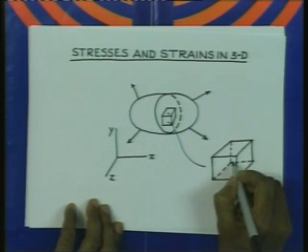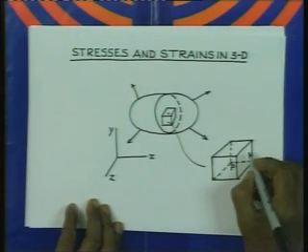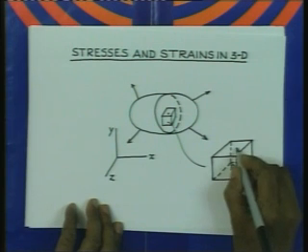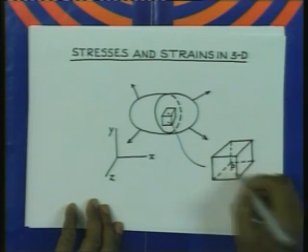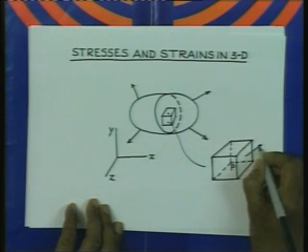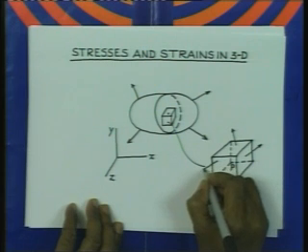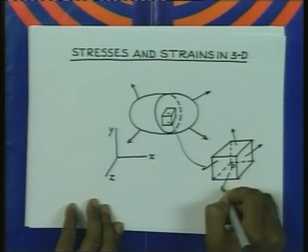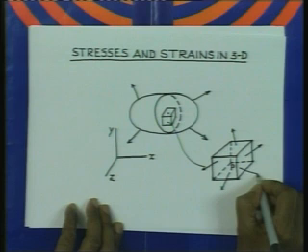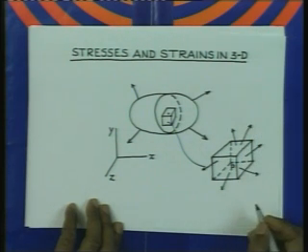So, around the point P, this body is subjected to forces by the rest of the body. Each of these 6 faces of the body will be subjected to some internal forces, which we can show by the forces like this. So, there will be 6 faces and 6 forces coming up on each of the faces.